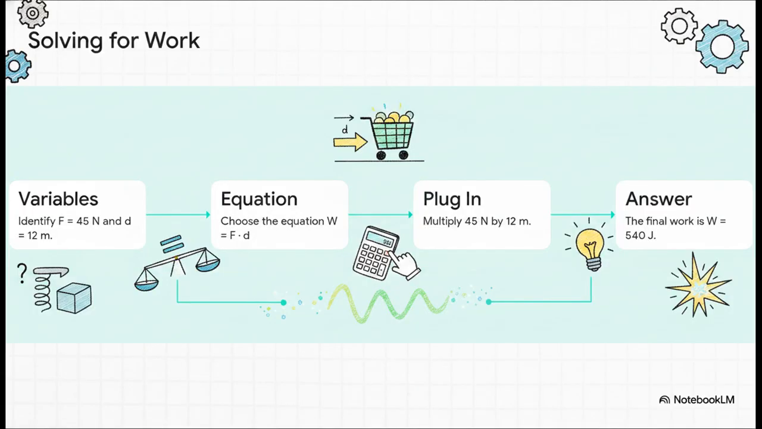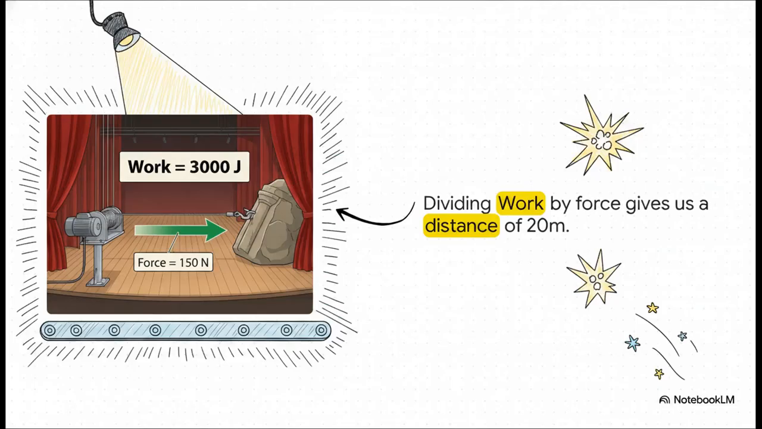Okay, we're going to use the universal 4-step physics math process to conquer this super easily. Step 1, identify your variables. Our force is 45 newtons and our distance is 12 meters. Step 2, choose your equation. Well, we know work equals force times distance. Step 3, plug those numbers in. That's 45 times 12. And finally, step 4, calculate the final answer, 540 joules. That student actively transferred 540 joules of energy to that cart. See? Easy. Now, let's move on and see how this builds when we flip the equation around.